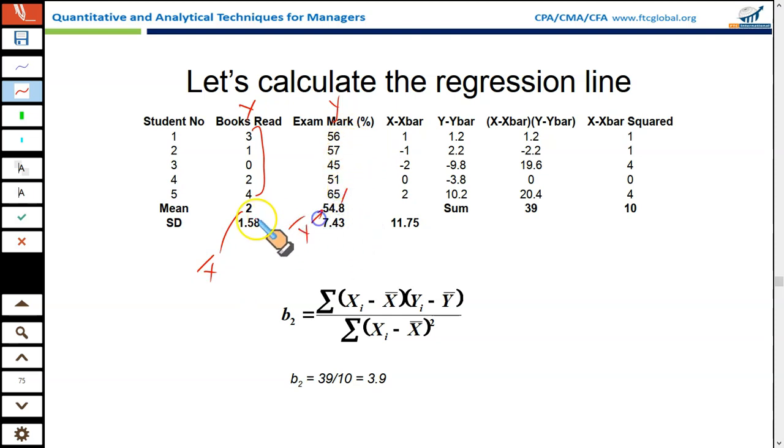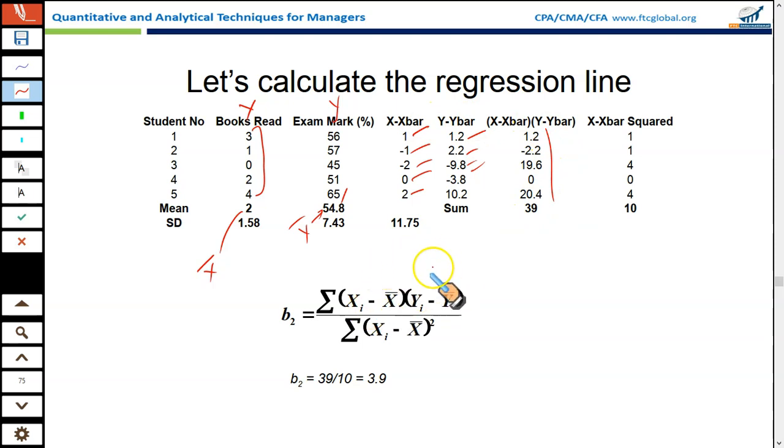So this is basically y bar, 54.2 is x bar. So x minus x bar, x bar is already there, you have 2. So it's going to be x minus x bar, 3 minus 2, 1. 1 minus 2, minus 1. 0 minus 2, minus 2. 2 minus 2, 0. And then finally 4 minus 2, 2. Then we get y minus y bar, 56 minus 54.8, and so on, we deduct all these. These are y minus y bar. So x minus x bar into y minus y bar will give you this column.